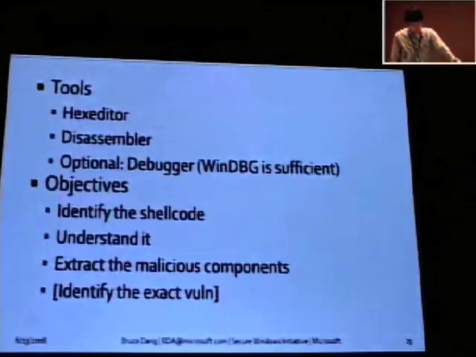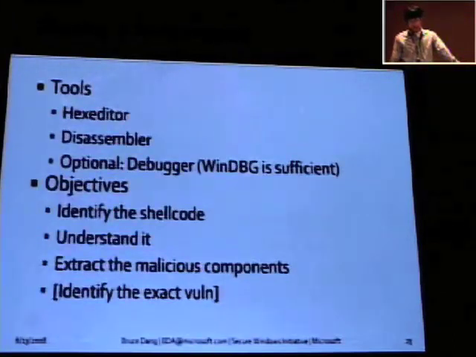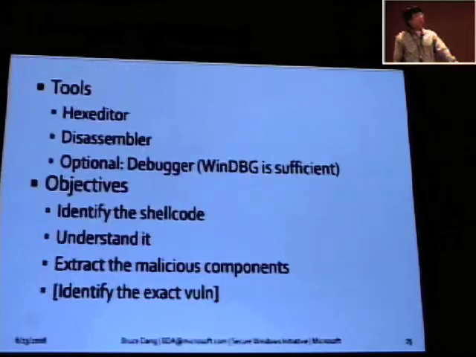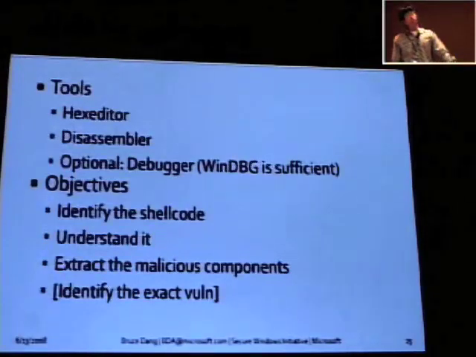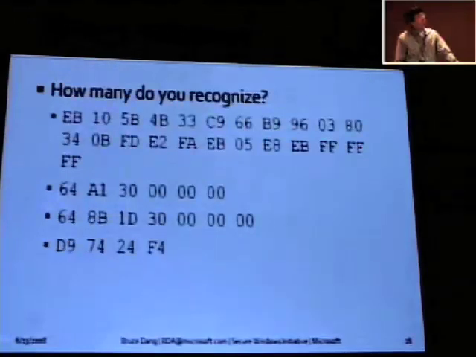Okay, the analysis techniques. The tools you need are just a hex editor, a disassembler, and optionally a debugger. WinDBG is good. The objective is, one, to identify the shellcode, understand it, extract the malicious components, and if you have the time, identify the exact vulnerability that they're trying to exploit. Okay, so I don't have any assembly, I just have opcodes.